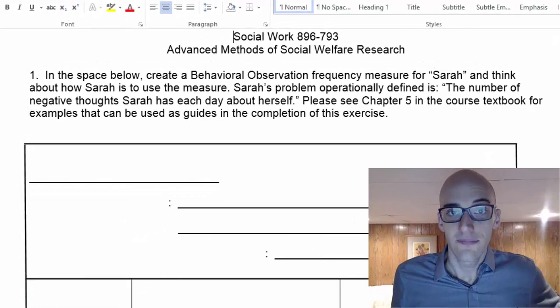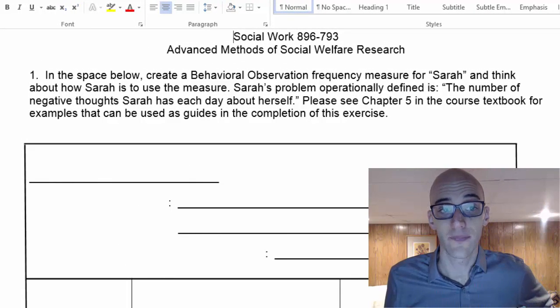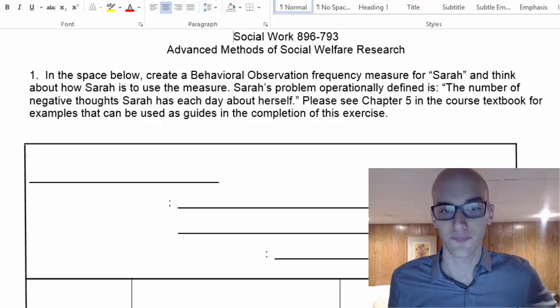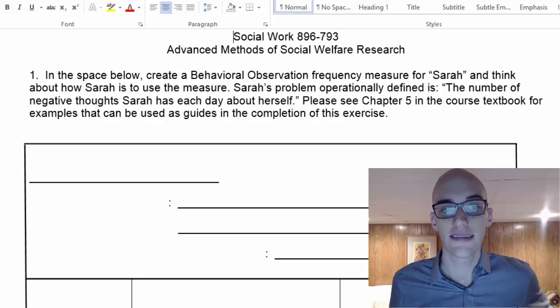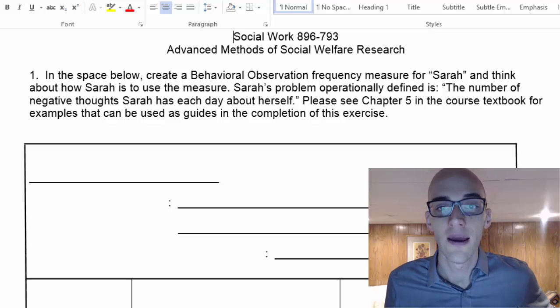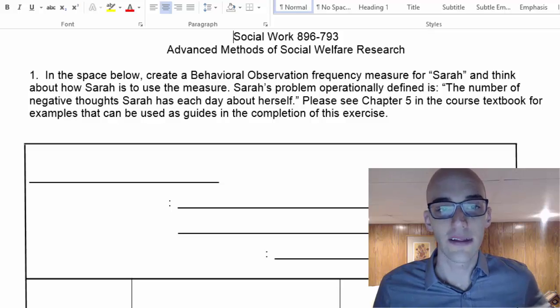So for this little activity, it says in the space below, create a behavioral observation measure for Sarah, and think about how Sarah can use the measure. Sarah's problem operationally defined is the number of negative thoughts that Sarah is having about herself each day. Please see Chapter 5 of the course for examples of how you might complete this exercise.